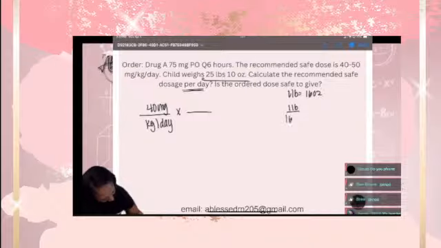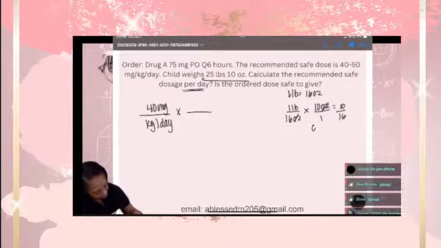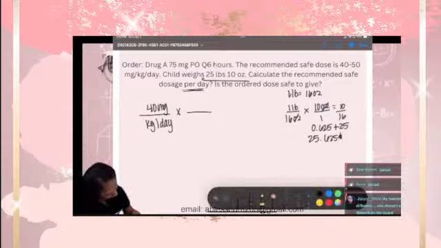We'll do 1 pound is 16 ounces. We're looking for pounds. So we'll do our pounds at the top, ounces at the bottom, and then 10 ounces over 1. Ounces crosses out, so it's going to be 10 divided by 16, which is 0.625. We're going to add that to our 25. So our new weight is going to be 25.625 pounds.